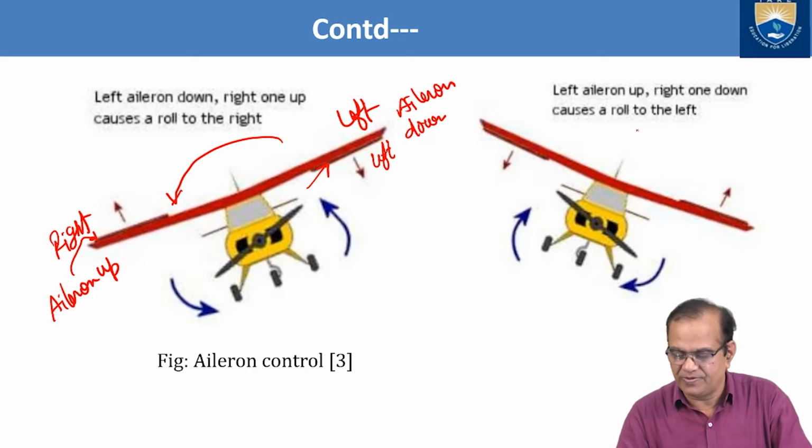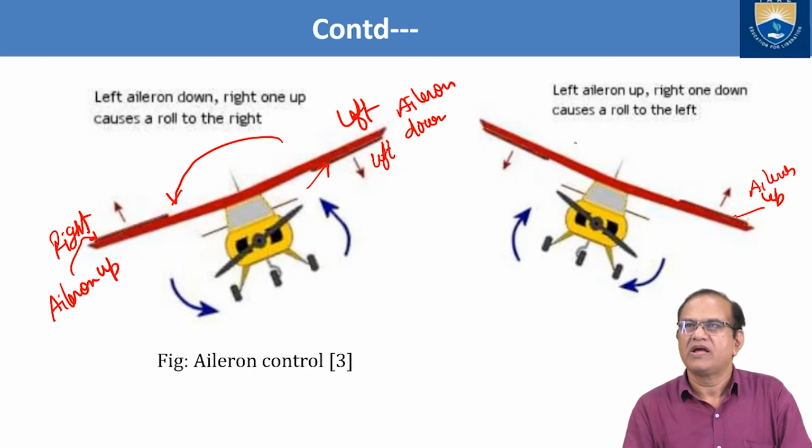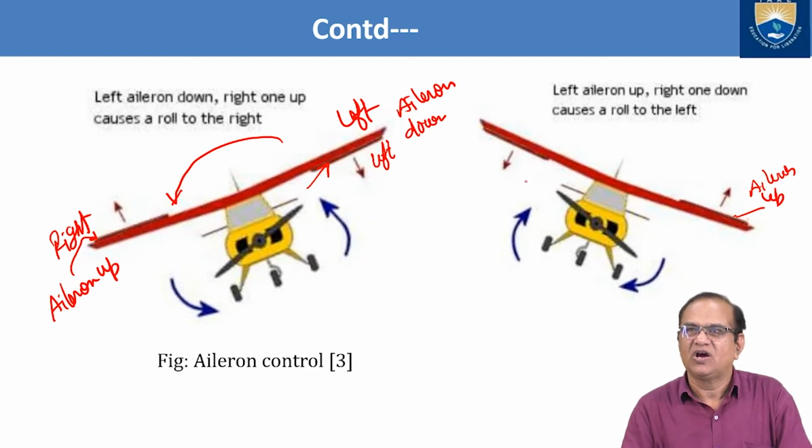Left aileron up. So here you see, this side aileron is up. Left aileron up, right one down, causes a roll to left. So which one is up? That side, it will roll like this.